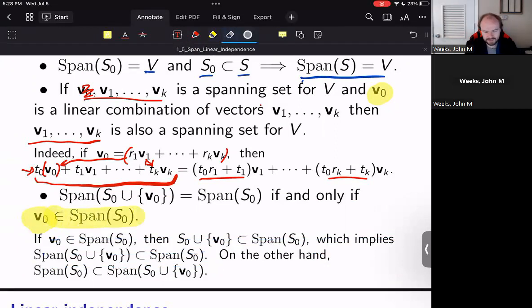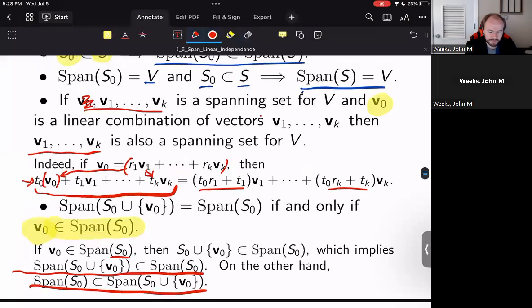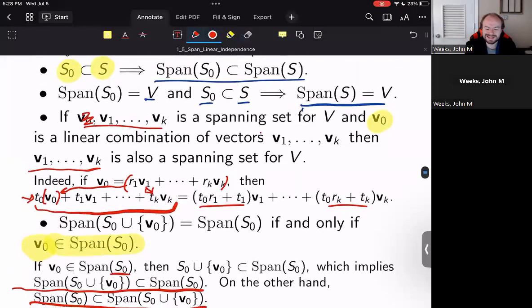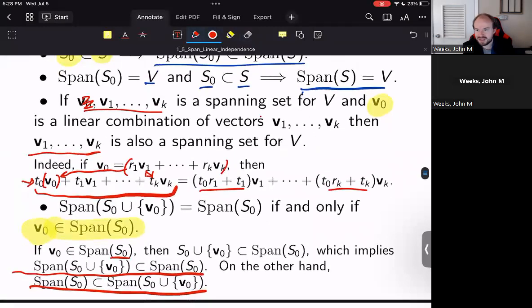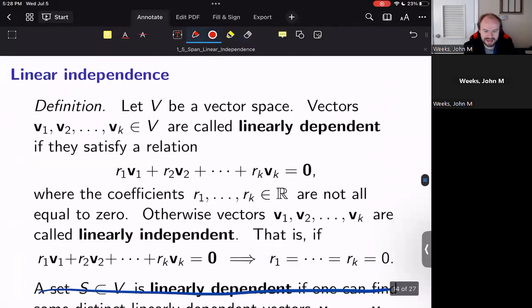All right, so the way that we can show this, we've already got one direction thanks to what we did up above. If V naught is in the span of the other elements, then by what we did above, you can get this inclusion over here. And then on the other hand, you just have to show the other inclusion. If you add more elements, just like what we saw above in our first bullet point, you get the span going the other direction. So just a neat little trick there to show that.